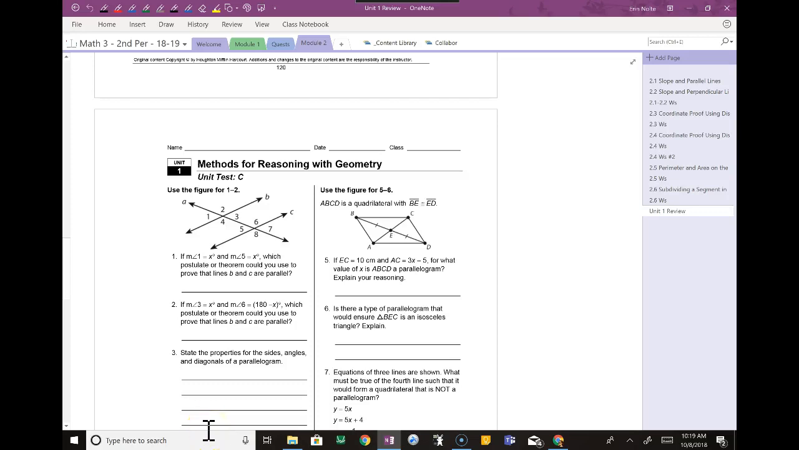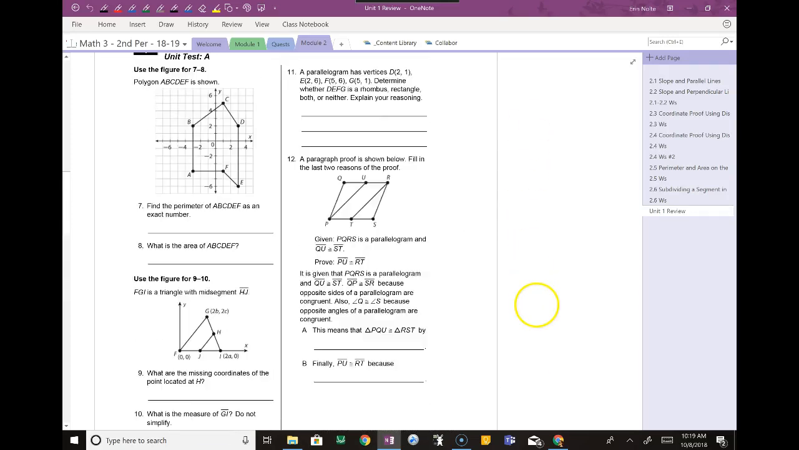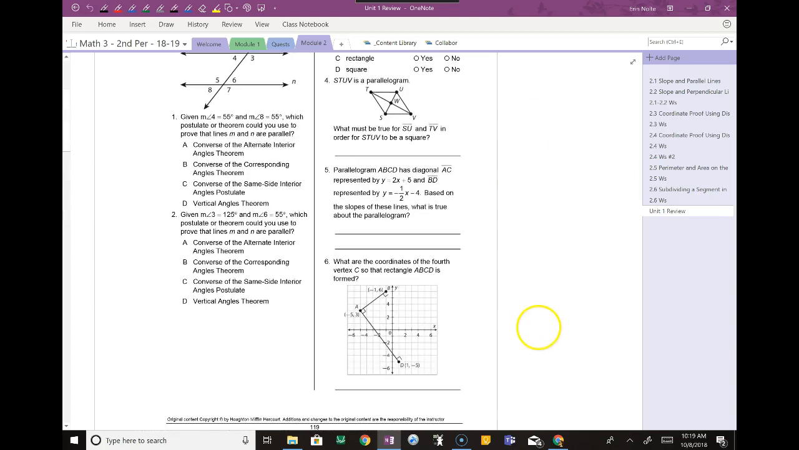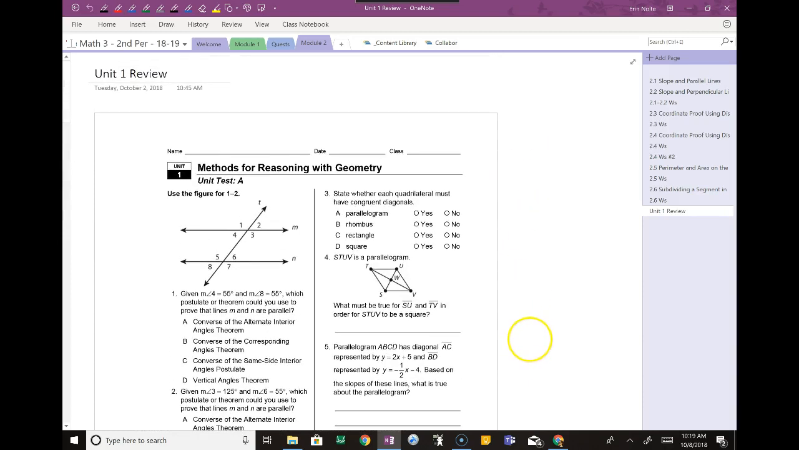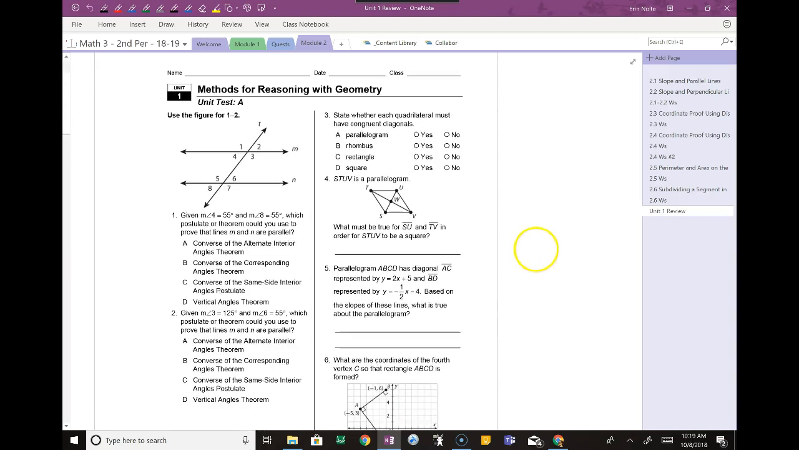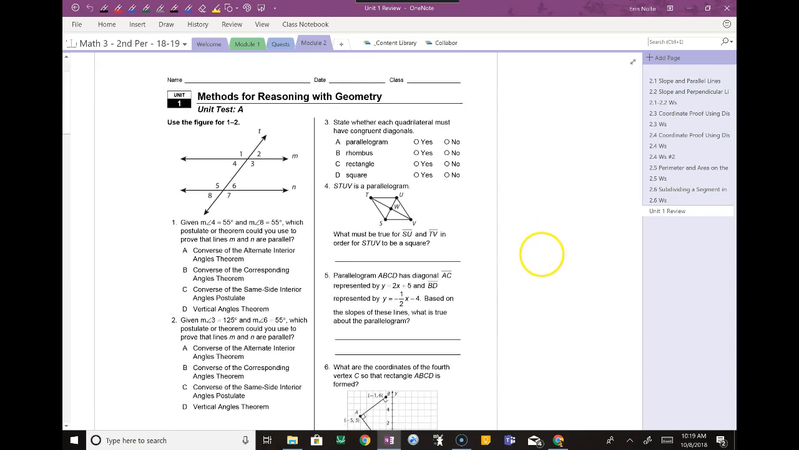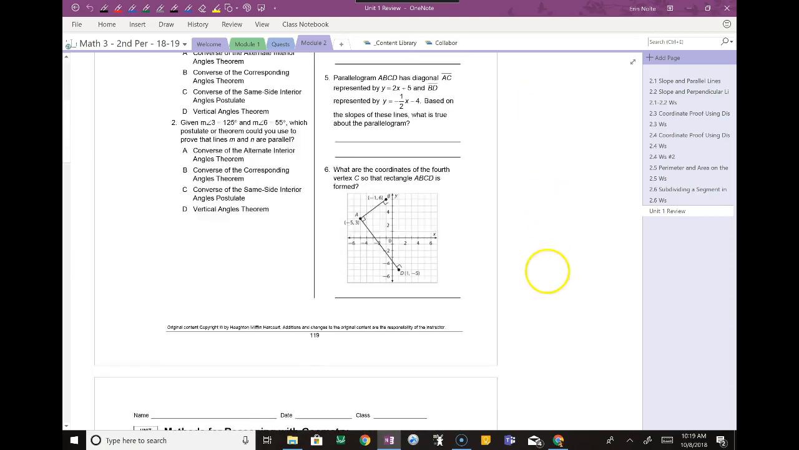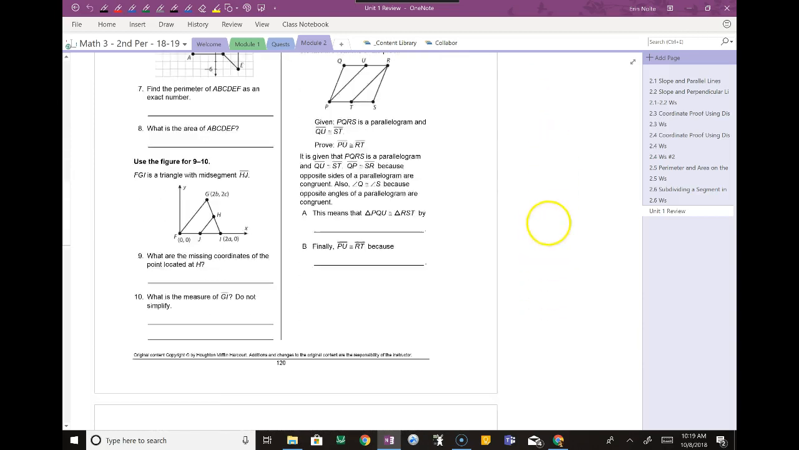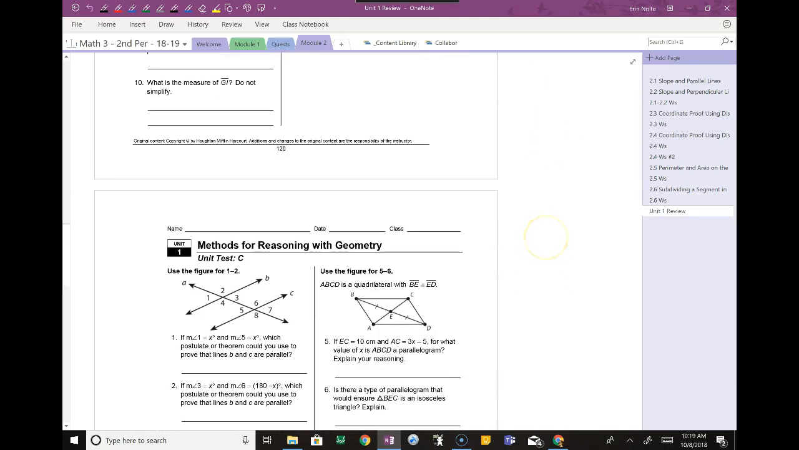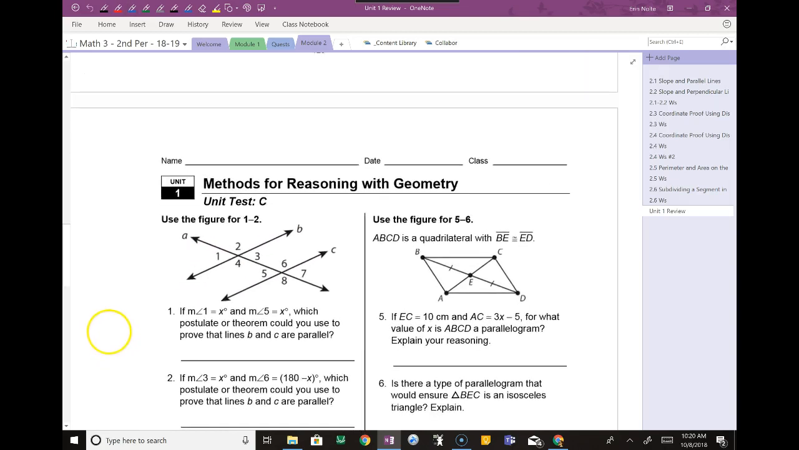Okay guys, so what I'm going to do for you is go through the second half of your Unit 1 review. I'm hoping that you were able to finish the first part, this Unit Test A. So scroll down to the one that says Unit Test B or C right here, and we're going to go through it.